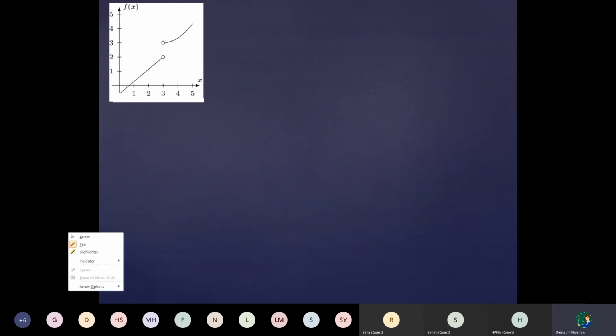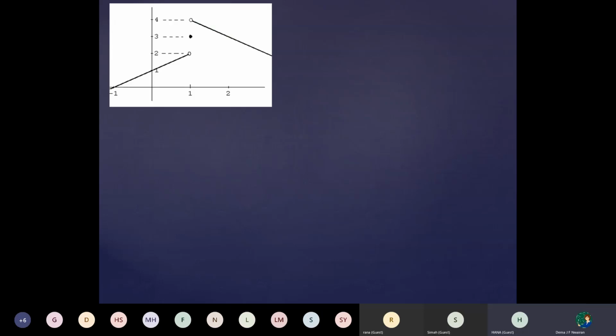Did you solve this graph? Did you solve this one? Yes, teacher. This one? No, I didn't solve it. I wrote it down, but I didn't solve it.